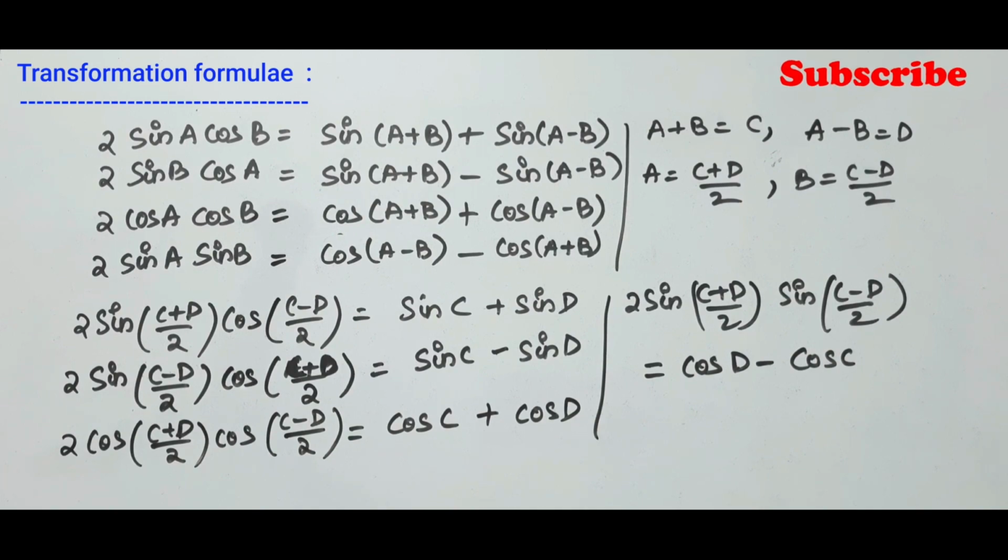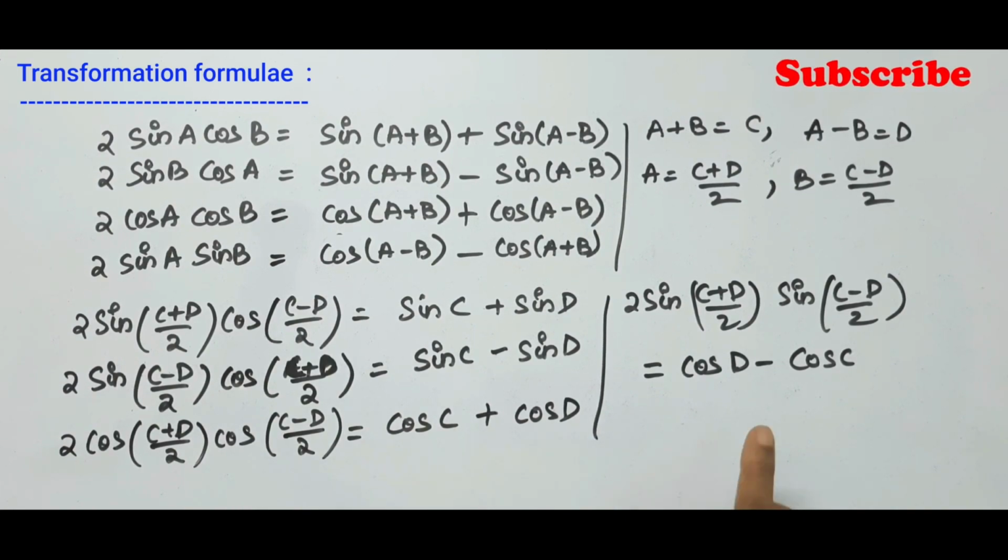Similarly, the sum or difference of two cos functions can be expressed as a product of two cos or a product of two sines. If it is plus, you will get a product of two cos. If it is minus, if you take the difference of two cos functions, then you will get a product of two sine functions.